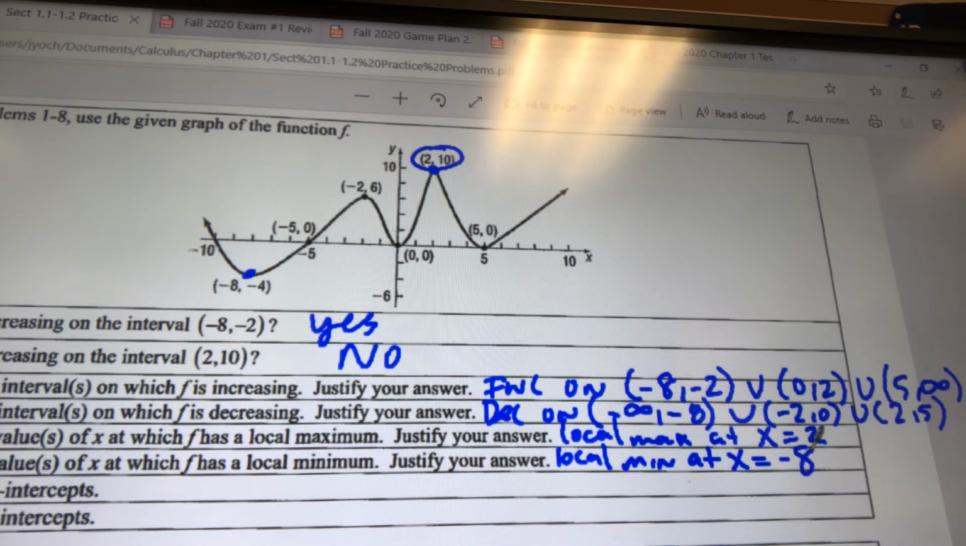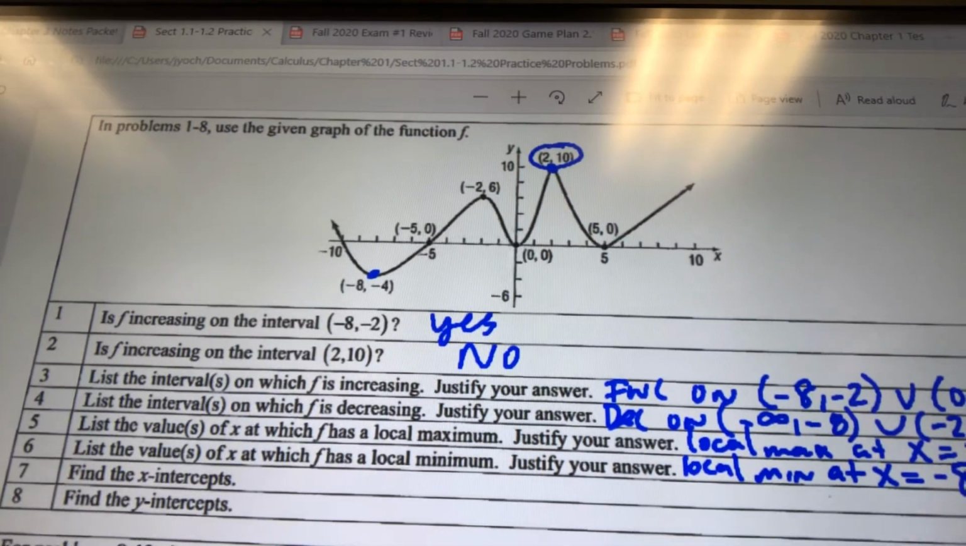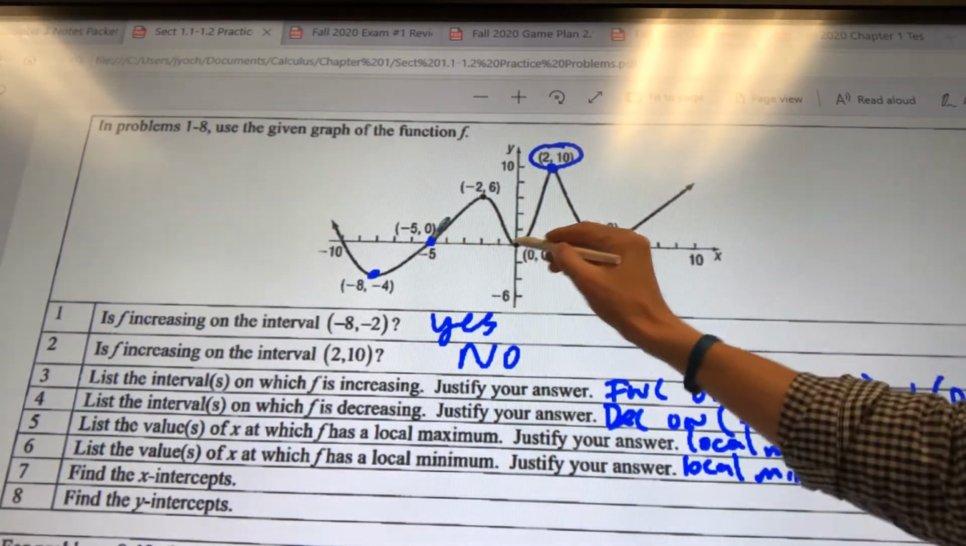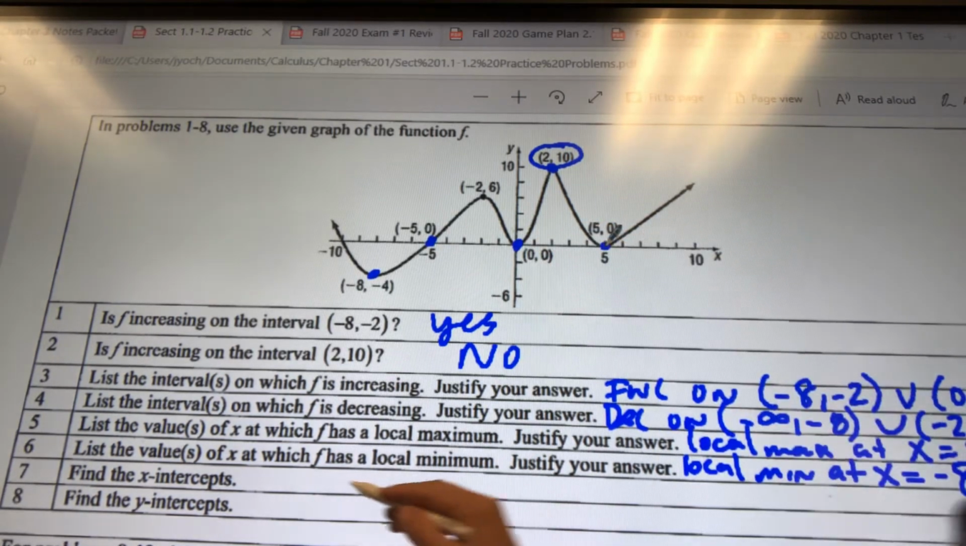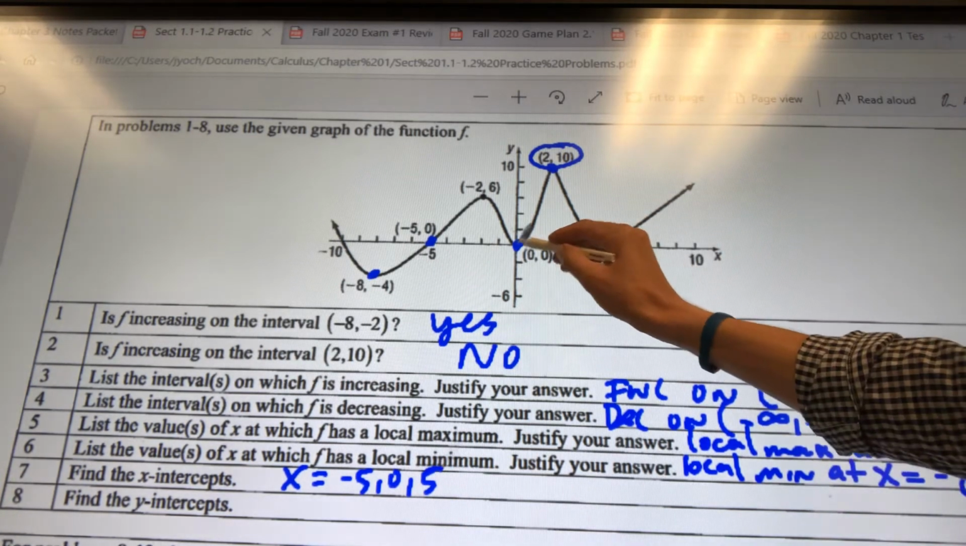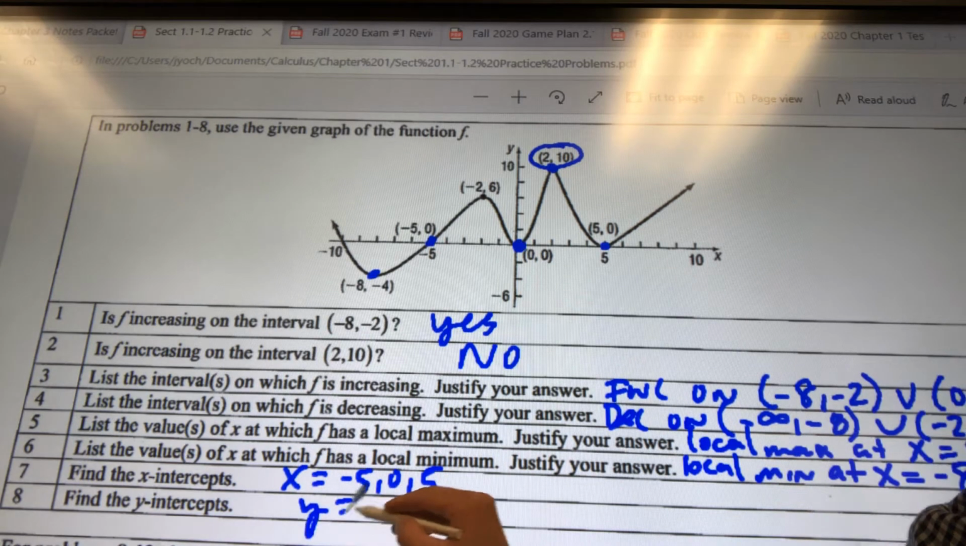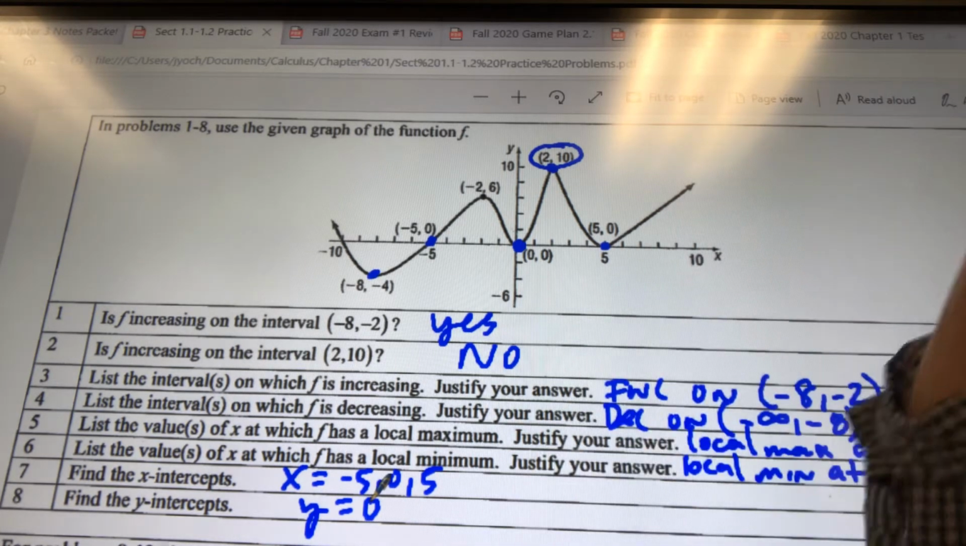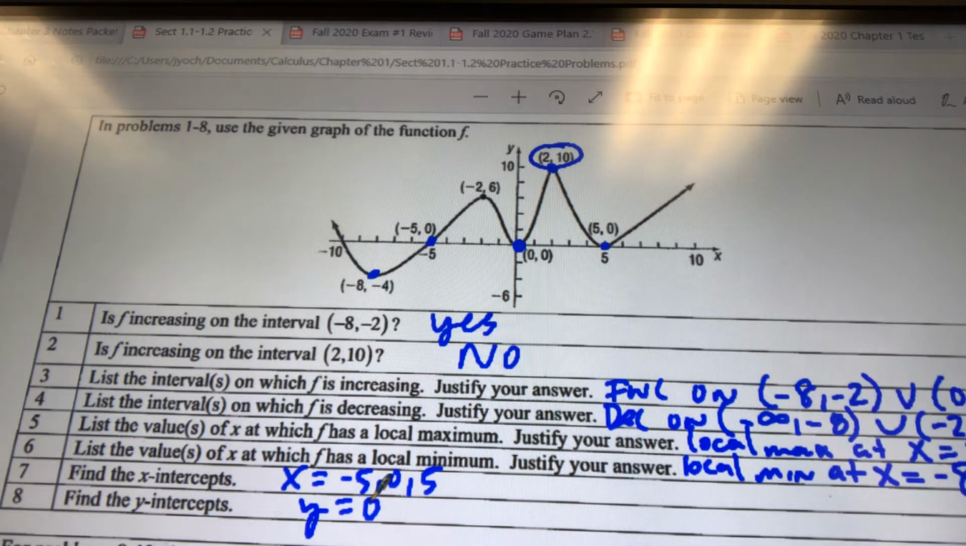The x-intercepts, find the x-intercepts. When does it cross the x-axis? x equals -5, x equals 0, and x equals +5. At x equals -5, 0, and +5. And the y-intercept, it crosses the y-axis at the origin. y equals 0. Obviously, the y-intercept is when x equals 0, so we won't put that. All right. Anyway, that's that first one.